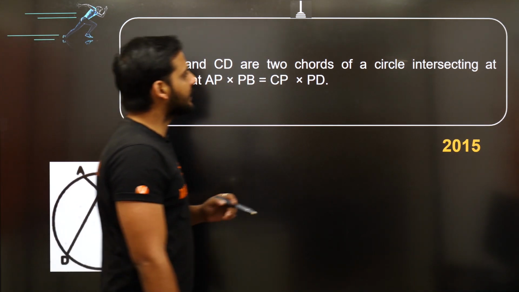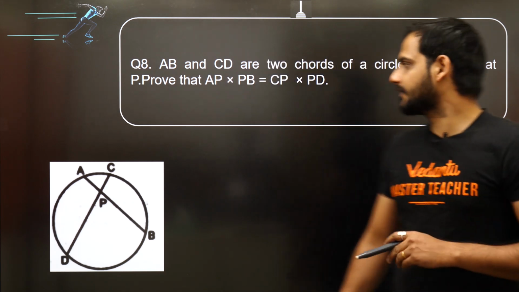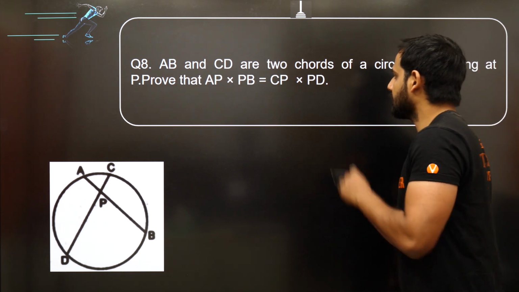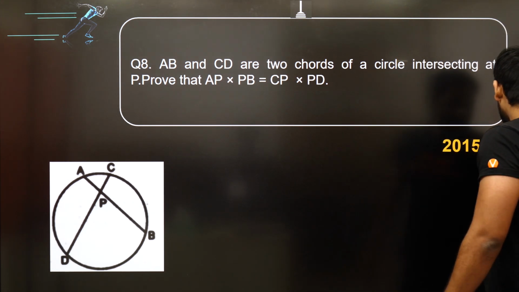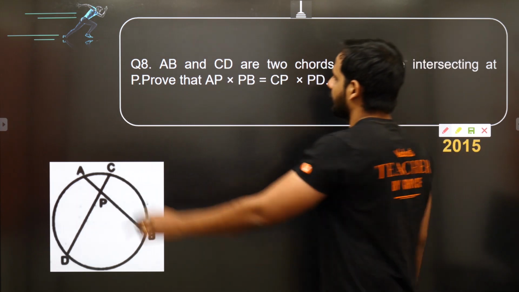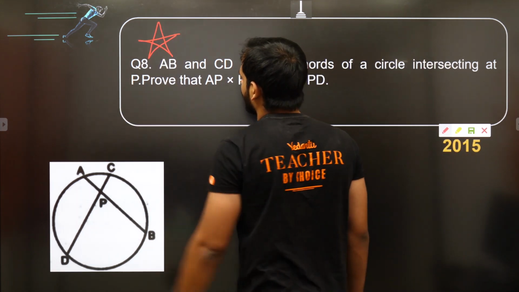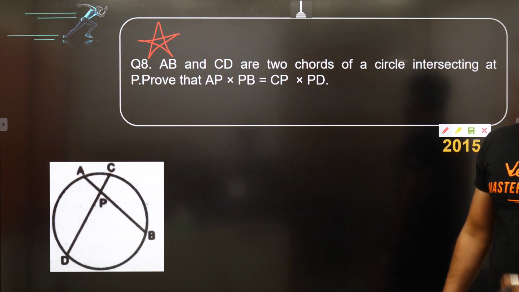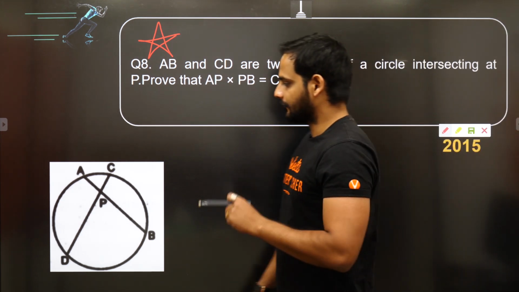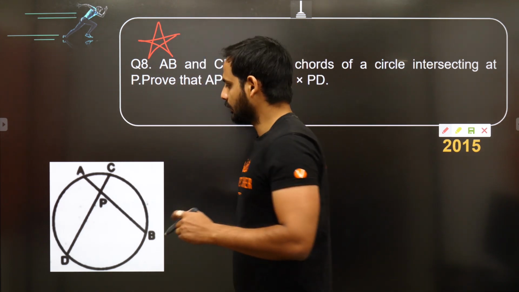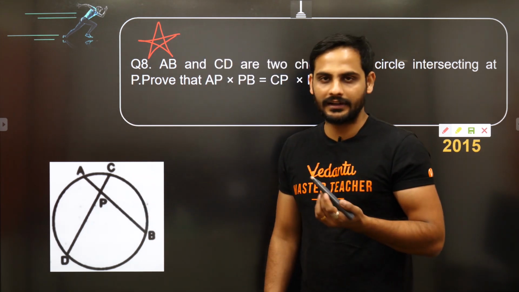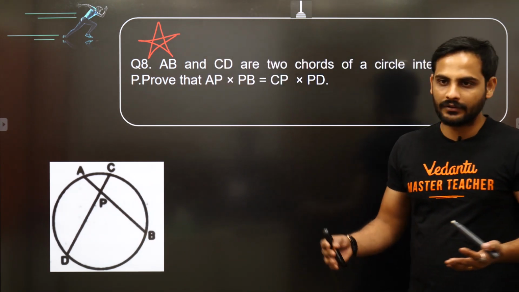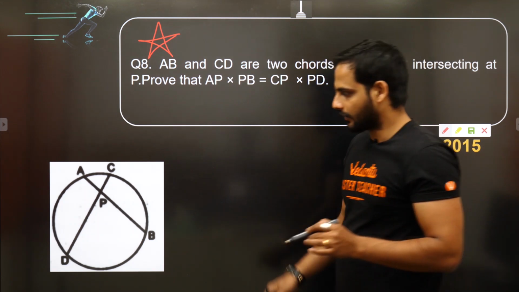Next part. AB and CD are two chords of a circle intersecting at P. Prove that AP by PB is equal to CP by PD. Remember this, beta. This question is really important, very important. Understand how it will be done. First thing, it is a theorem as well that when two chords intersect, they intersect each other proportionally.